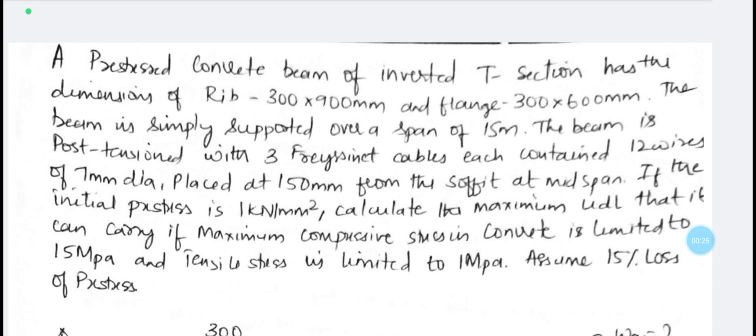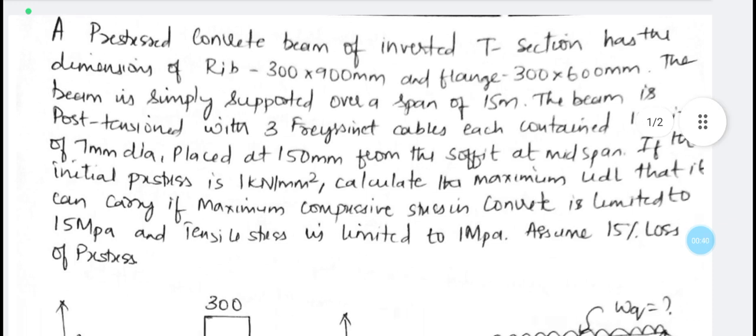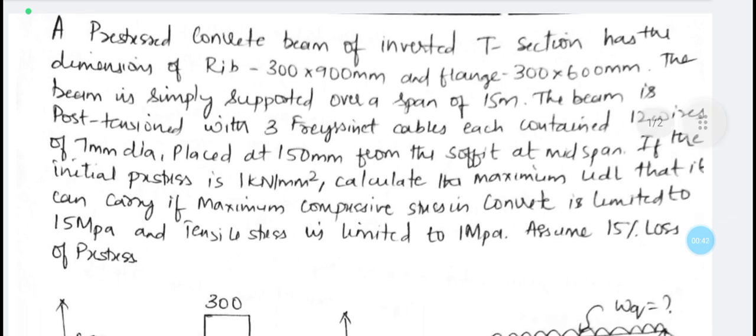If the initial pre-stress is 1 kilonewton per mm square, calculate the maximum UDL that it can carry if the maximum compressive stress in concrete is limited to 15 MPa and the tensile stress is limited to 1 MPa. Assume 15% loss of pre-stress. By looking into the problem statement, a sketch has to be drawn very clearly.